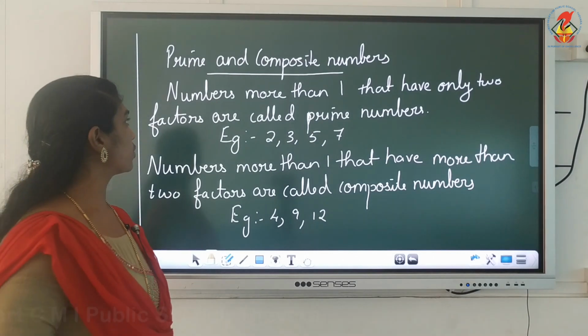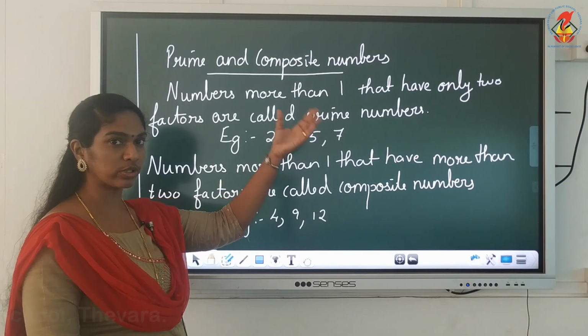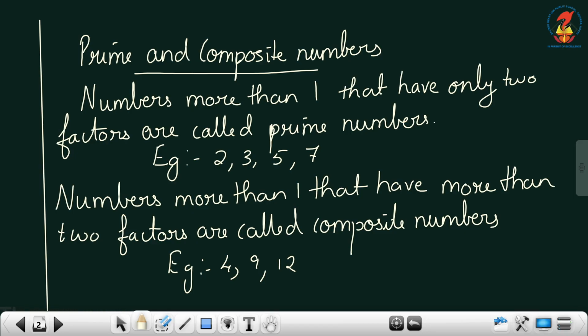Okay. So what are prime numbers? Numbers more than 1. That is, you won't take 1, more than 1. Numbers more than 1 that have only 2 factors are called prime numbers.